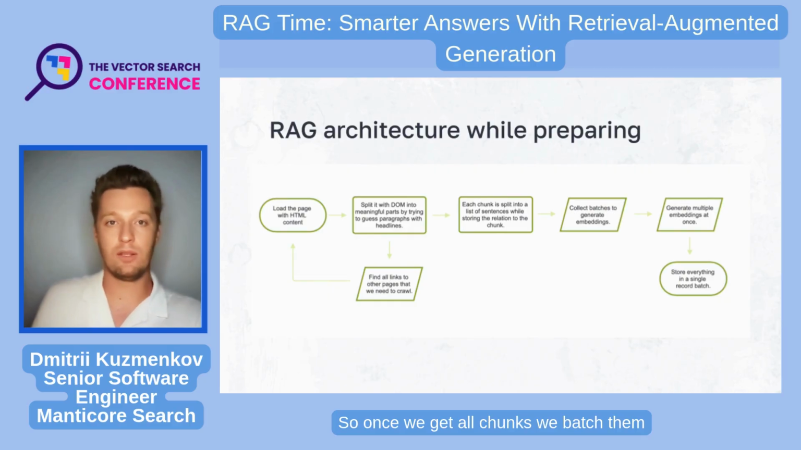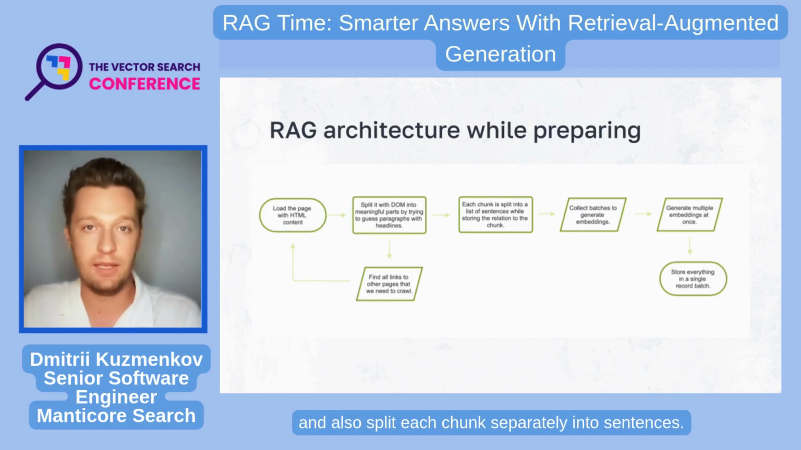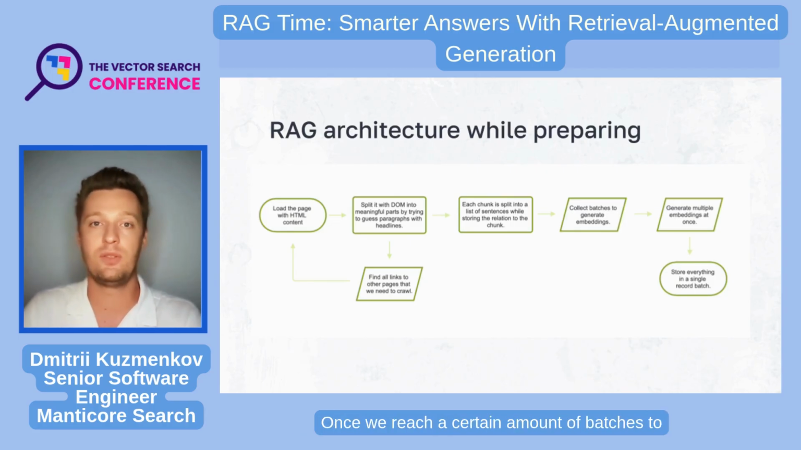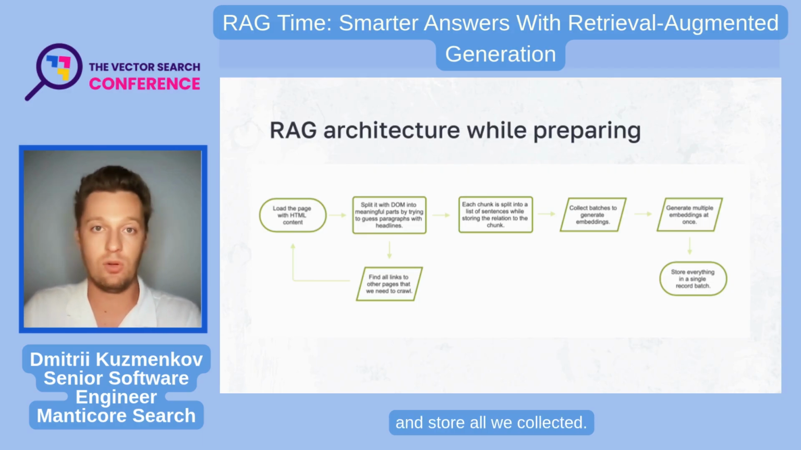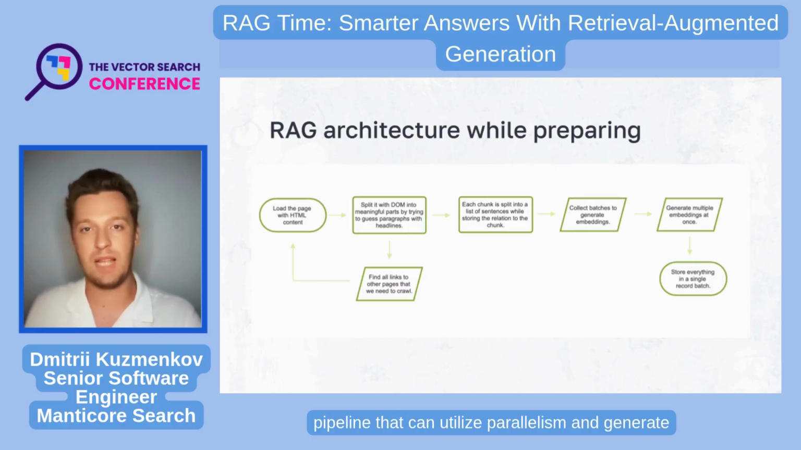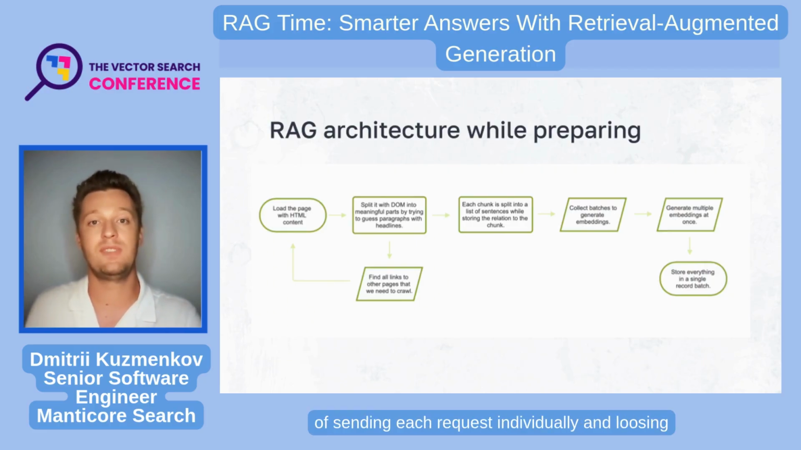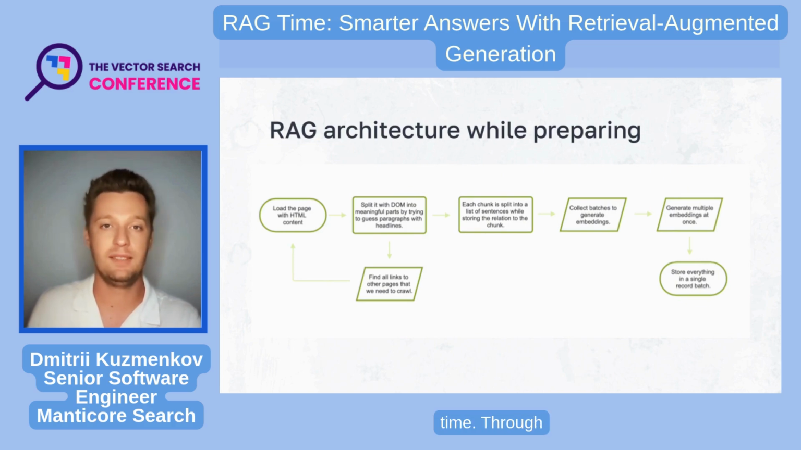So once we get all chunks, we batch them and also split each chunk separately into sentences. Once we reach a certain amount of batches to process, we send a single request to the API to generate embeddings and store all we collected. Simple but still powerful, it is a pipeline that can utilize parallelism and generate embeddings in batches instead of sending each request individually and losing time on HTTP latency.